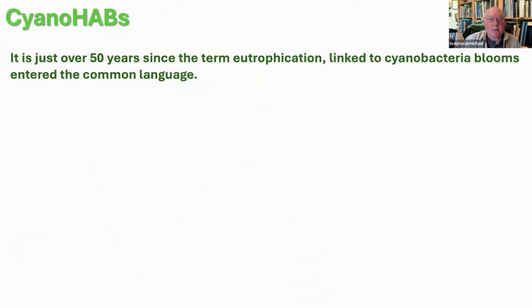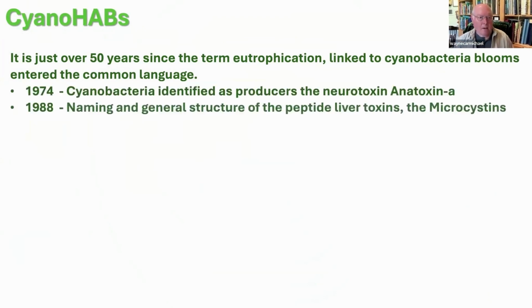Cyanohabs. Even though cyanobacteria have been around for a couple billion years, it's been about 50 years since the term eutrophication has been definitively linked to cyanobacteria blooms and has entered the common language. In 1974, cyanobacteria were recognized as producers of toxins, in particular the neurotoxin anatoxin-a, a potent depolarizing neuromuscular blocking agent, that was the topic of my PhD thesis.